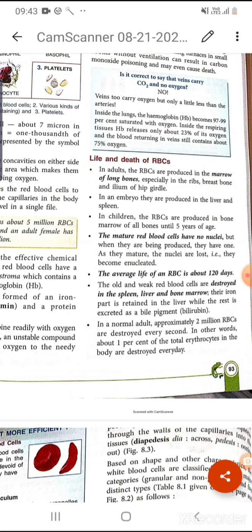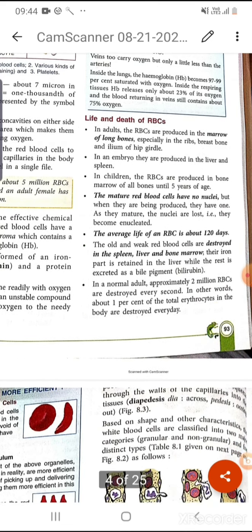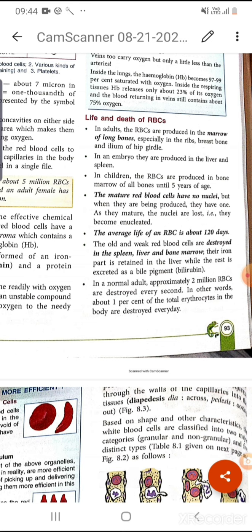Inside the lungs, hemoglobin becomes 97 to 99% saturated with oxygen, and inside the respiring tissues the hemoglobin releases about 23% of its oxygen, and the blood returning in veins still contains about 75% oxygen. So in veins there is less oxygen, but oxygen is present there.